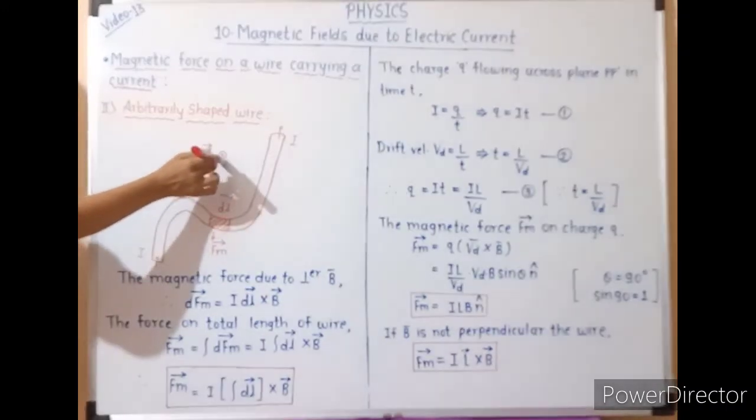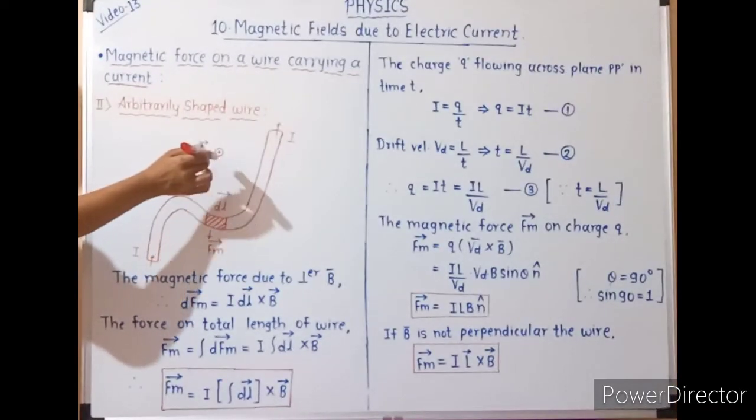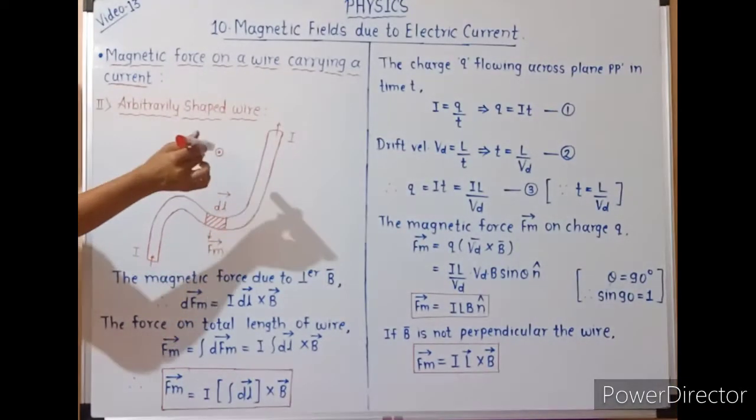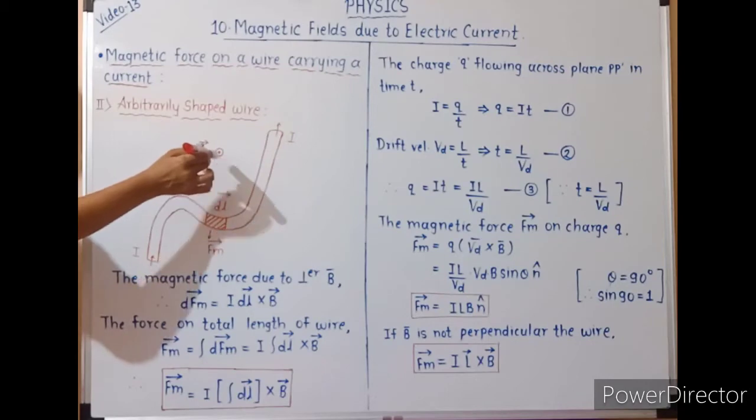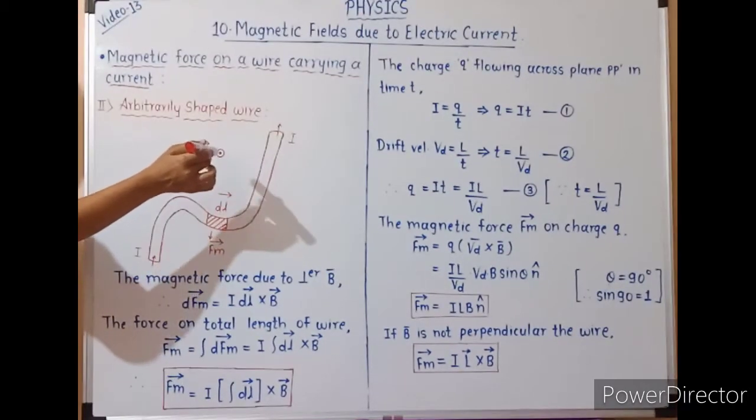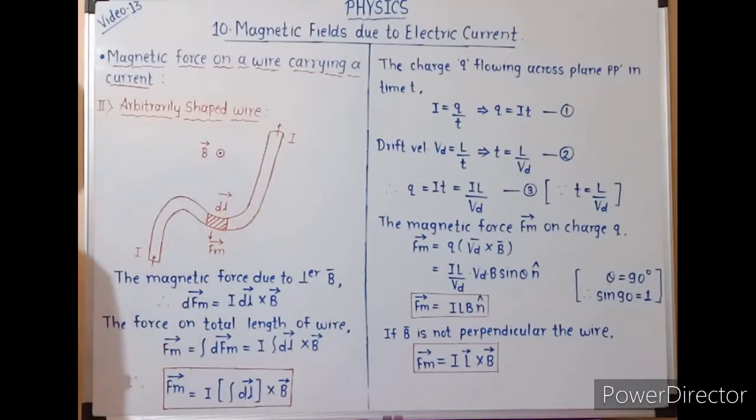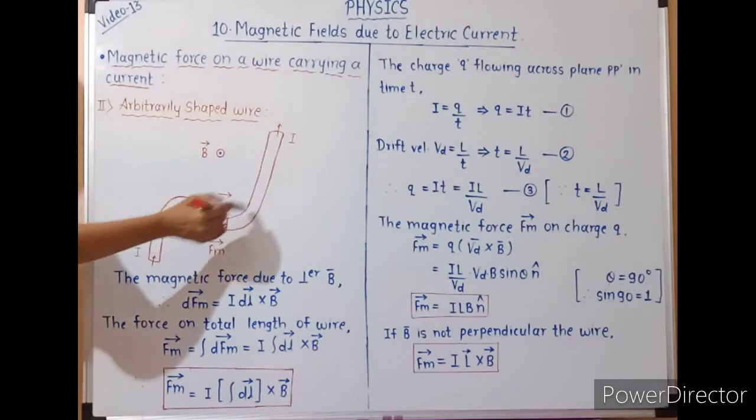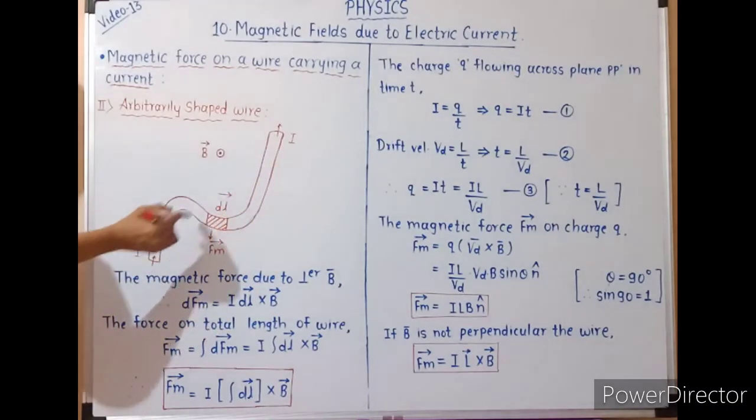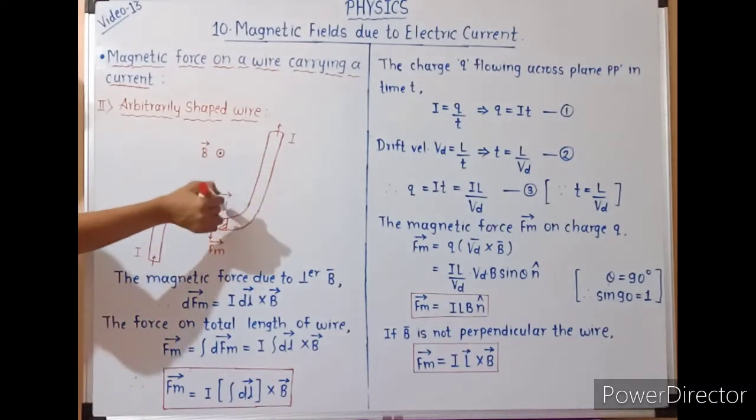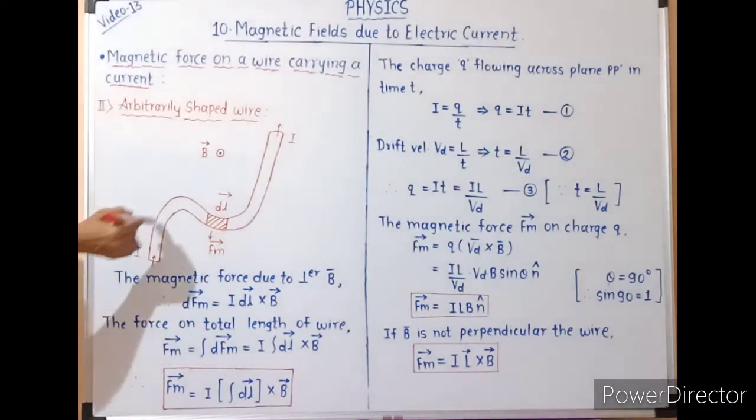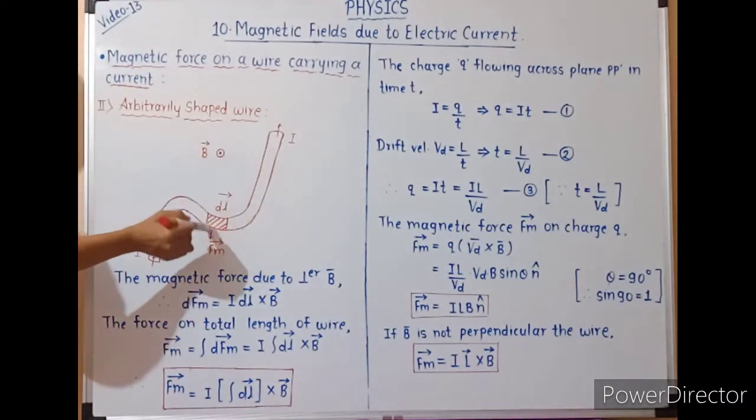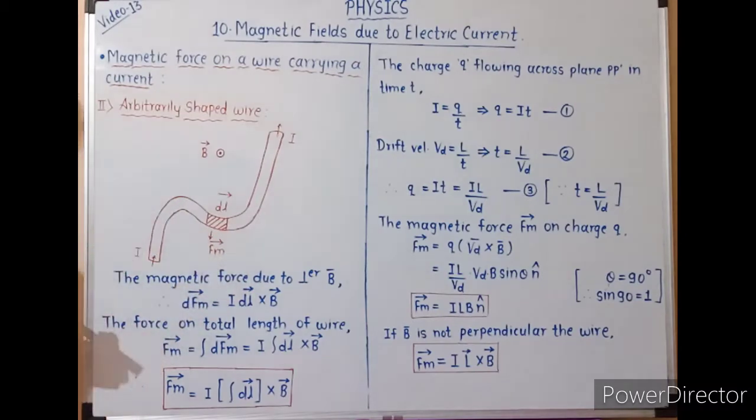This dot shows the magnetic field B bar is coming out of the plane of the paper. And this arbitrarily shaped wire is made up of very small elements of length dl. Now we will find the magnetic force for this wire.